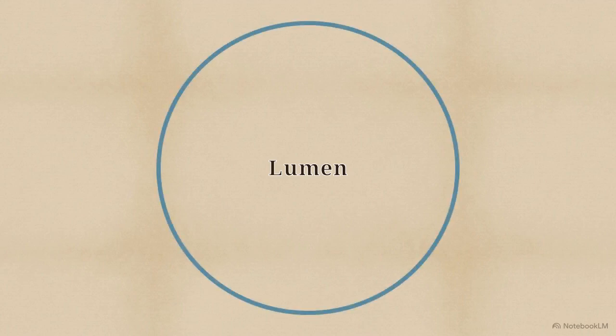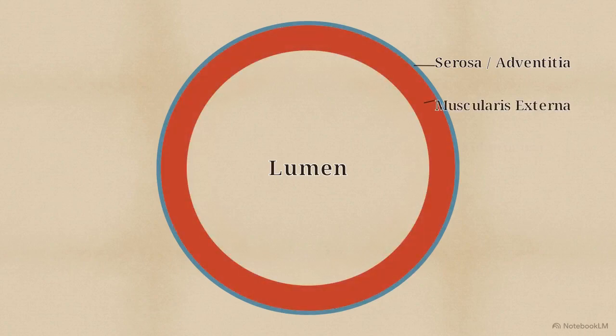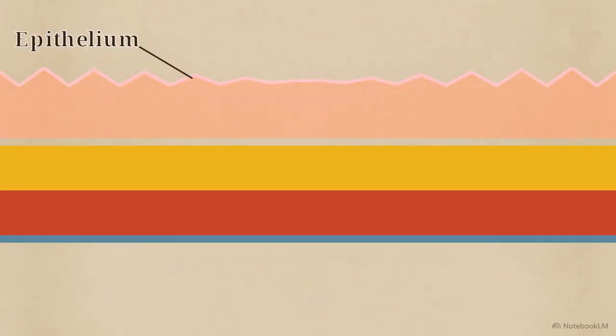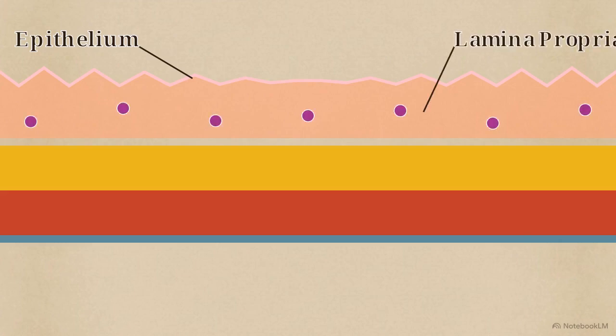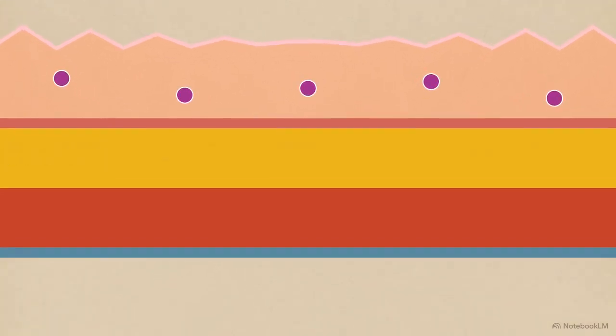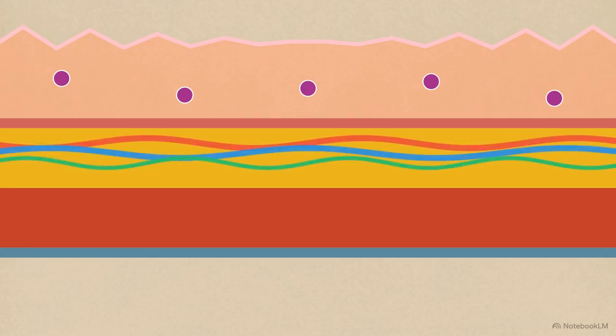We start with the architecture. The entire tract maintains a conserved 4-layer structural blueprint. Building inward from the exterior, we have the serosa or adventitia, the muscularis externa, the submucosa, and finally the mucosa in direct contact with the lumen. The innermost mucosa is further subdivided into 3 parts: an epithelial lining, a lamina propria containing gut-associated lymphoid tissue, and a thin, smooth muscle layer called the muscularis mucosae.